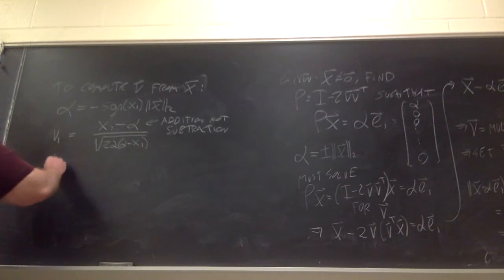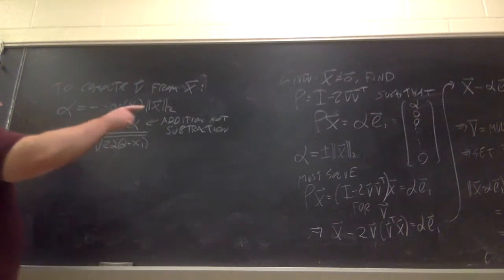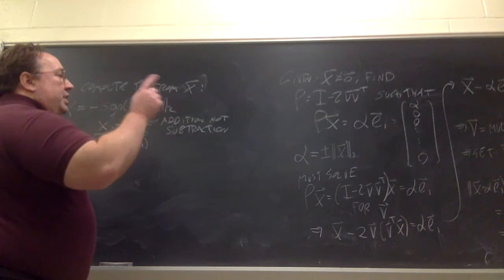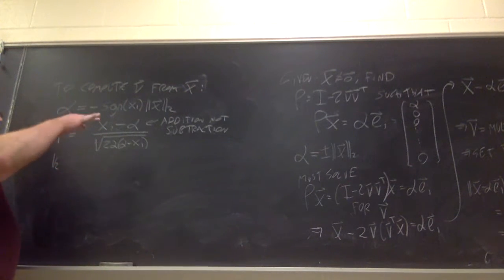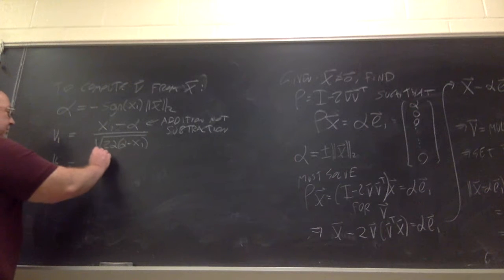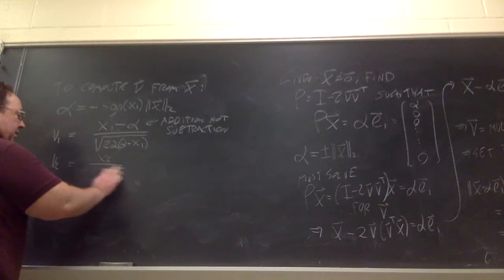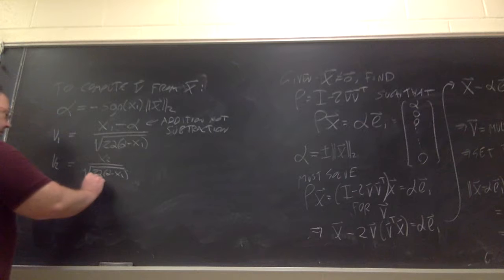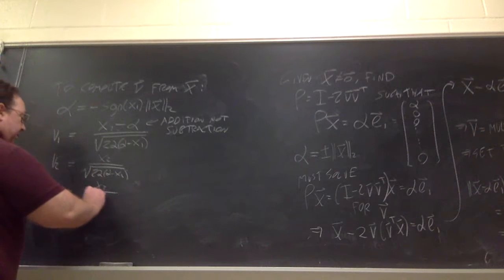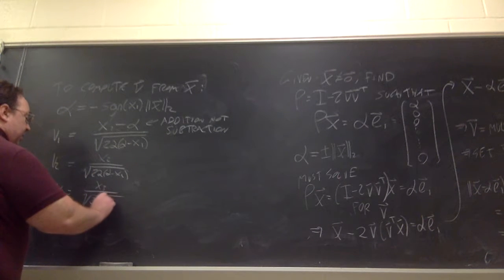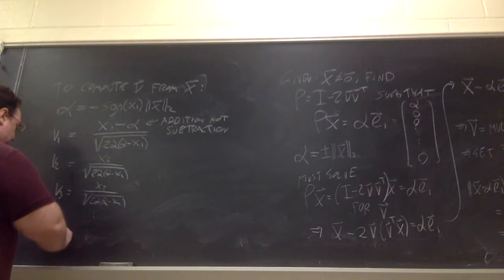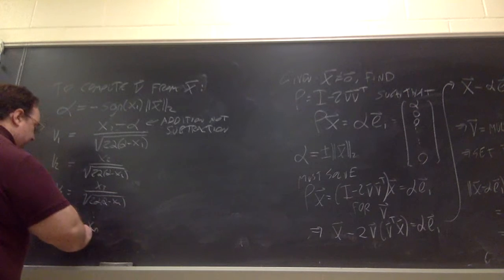And then the second component, well, we have x minus alpha e1, but that only affects the first component. So the second component is going to be x2 over the same denominator, and similar for the third component and so forth. We're just going to compute this denominator once and keep dividing by it all the way down to vn.